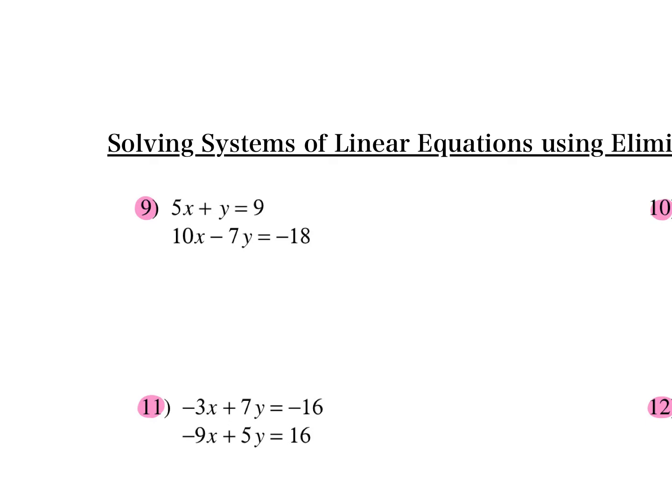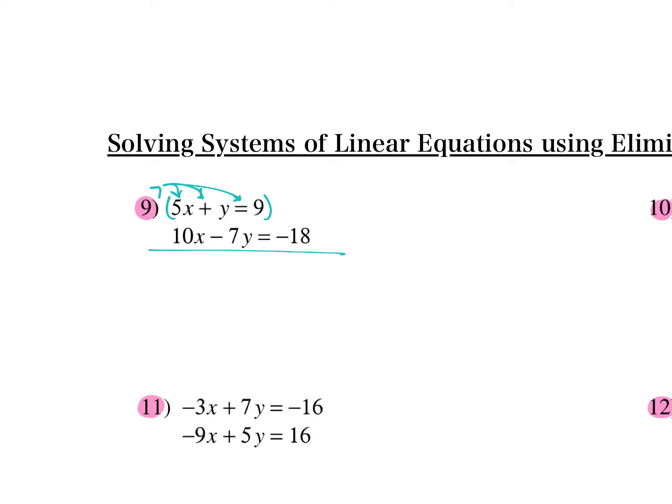For this one, my y values are opposites of one another, except my y on top is just y, the one on the bottom is a negative 7y. So I have to make the one on top to be the opposite of negative 7. The opposite of negative 7 is positive 7. So I can multiply the top equation by positive 7 in order to make that y a positive 7y. The 7 gets multiplied by every single term within that equation.